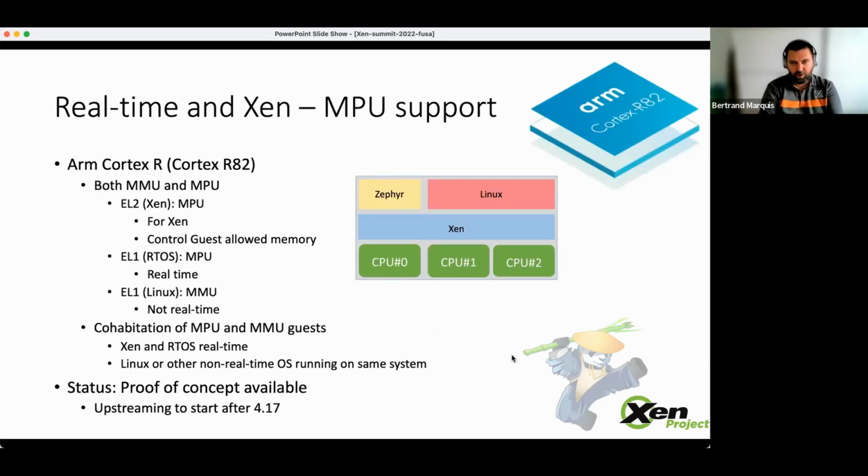The second feature we are working on is MPU support. So first, what is an MPU? An MPU is a memory protection unit. The main difference with an MMU is that there is no address translation. So there is only one-to-one mapping of the memory. The advantage of that is that we can get rid of the page table.